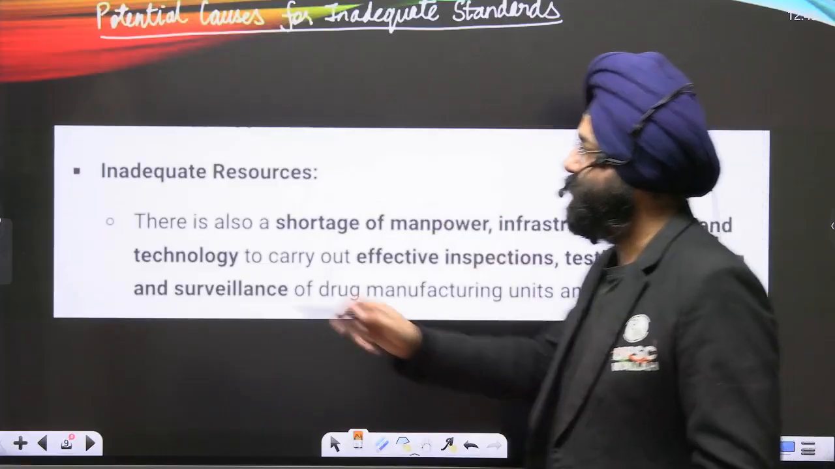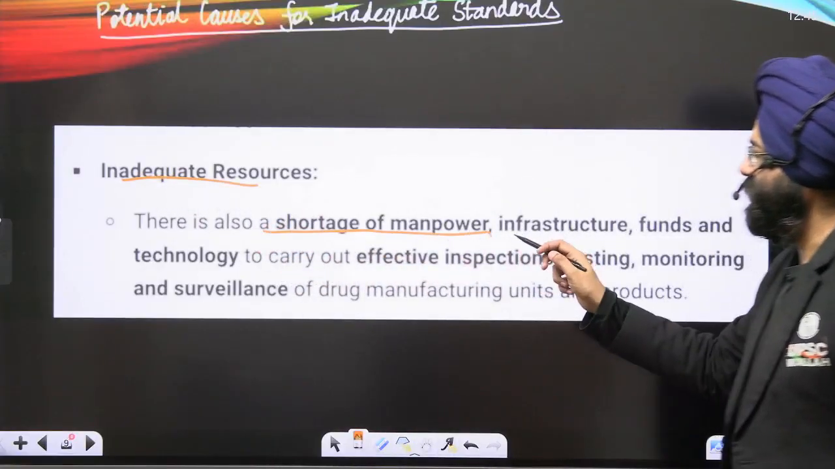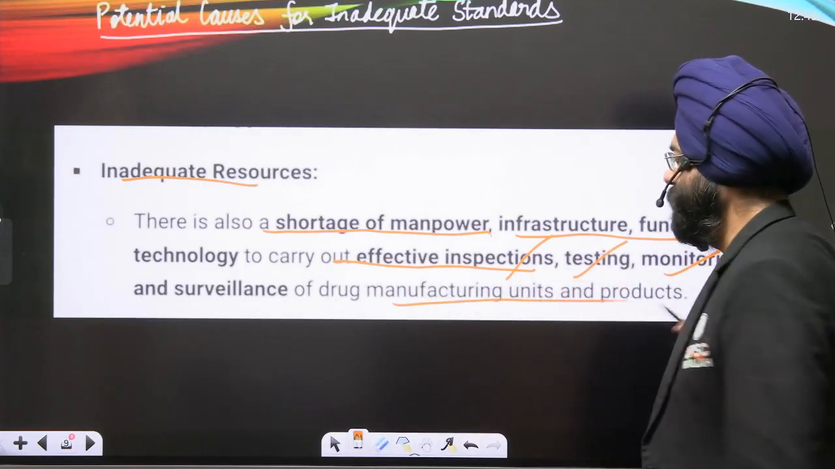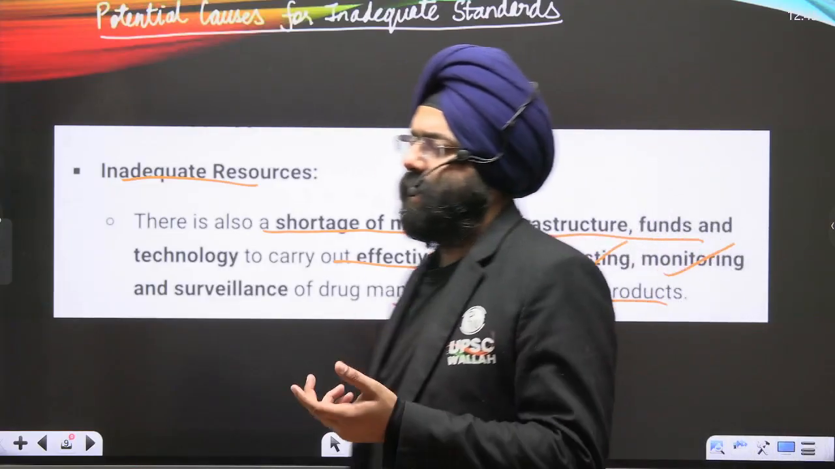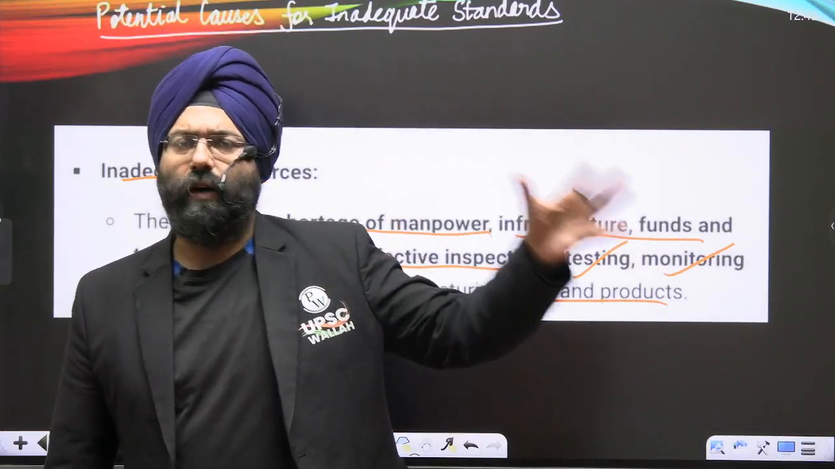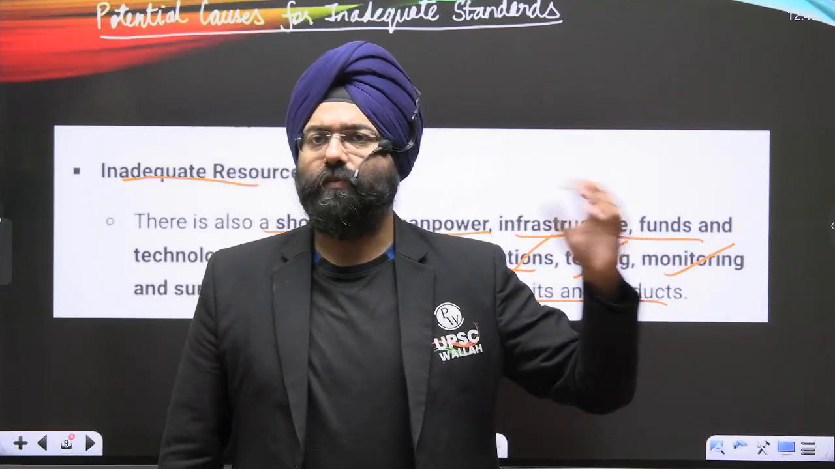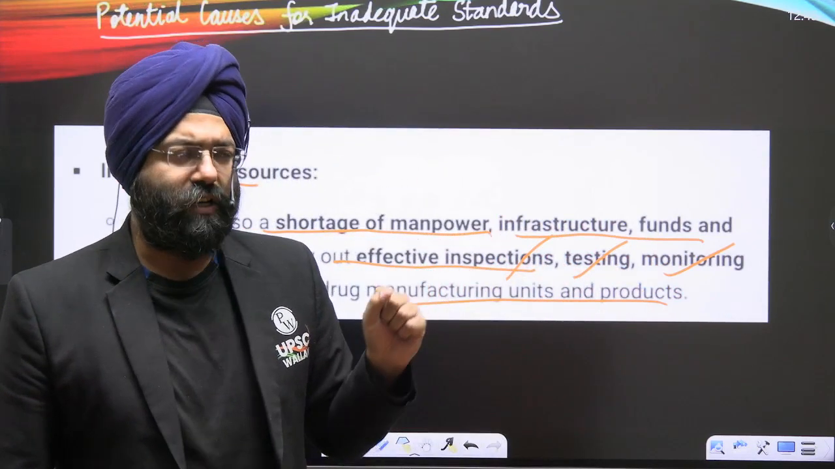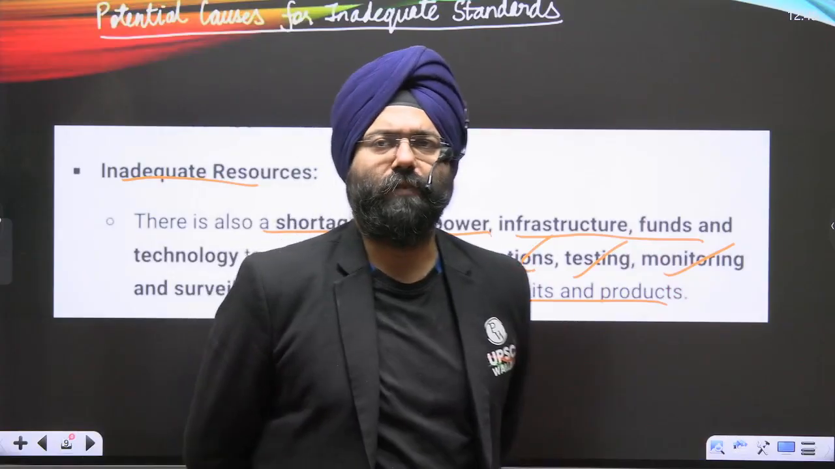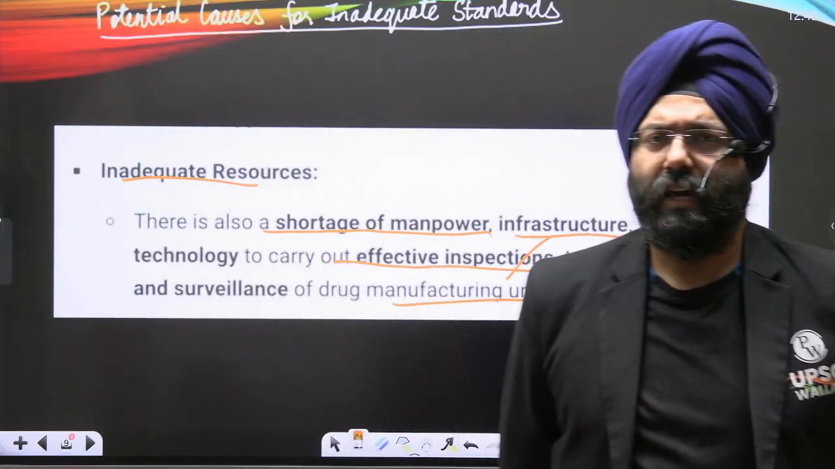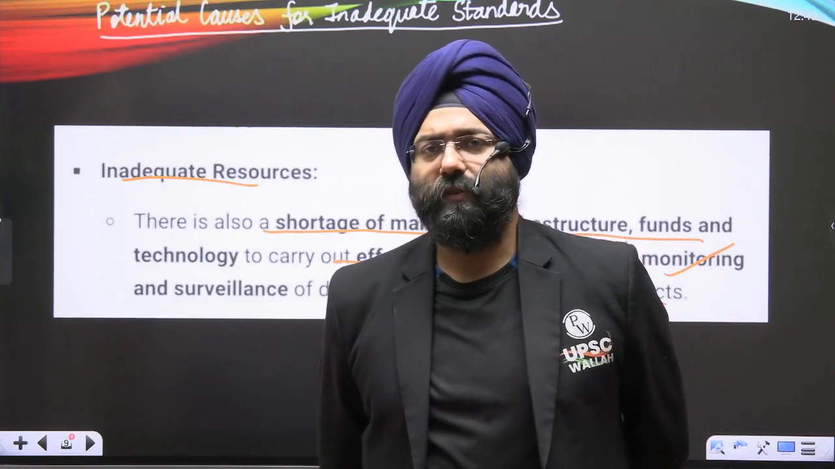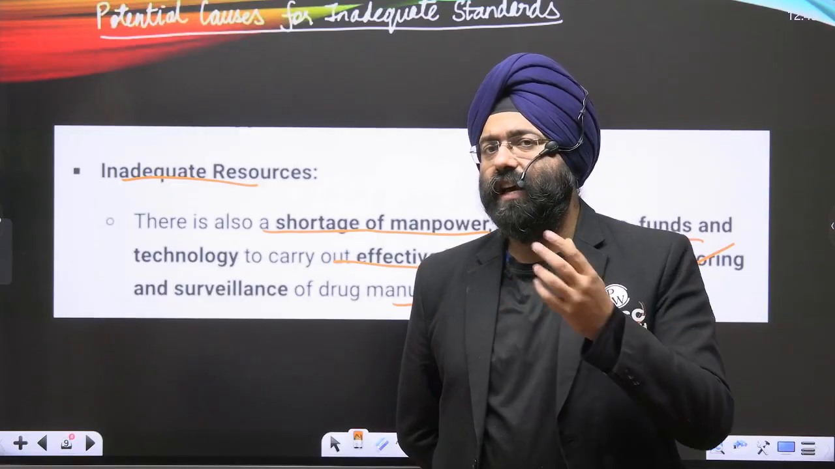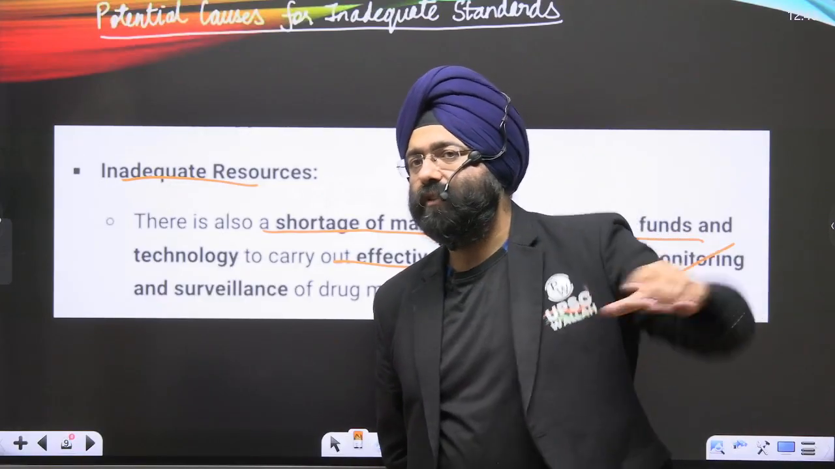Now next is inadequate resources. What happens is there's a shortage of manpower, infrastructure, funds, and technology to carry out effective inspection, testing, monitoring and surveillance of the drug manufacturing units. You realize that if you take an example of the region of Haridwar, the region of Selakui in Dehradun, because of the tax holidays, that means a regime where minimal taxation has been given by the Uttarakhand government, a large number of pharmaceutical companies have come up. Such a large number of companies leads to a large number of people working there. The government does not have a large number of manpower to inspect all of them.